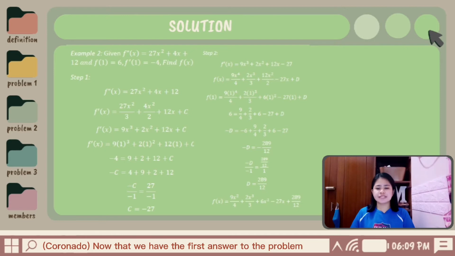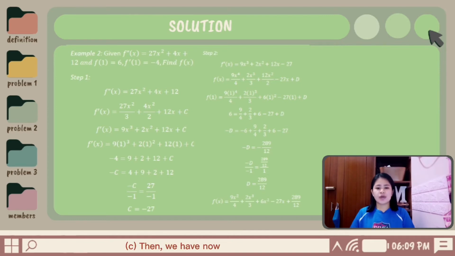Now that we have the first answer to the problem, which is the value of c, negative 27, we will use this for our step 2 to find the original function including the value of d. Now that we have f prime of x is equal to 9x cubed plus 2x squared plus 12x minus 27, we now need again to use the power rule of x raised to n plus 1 over n plus 1 plus c. We'll have 9x to the 4th power over 4 plus 2x cubed over 3 plus 12x squared over 2 minus 27x plus d.